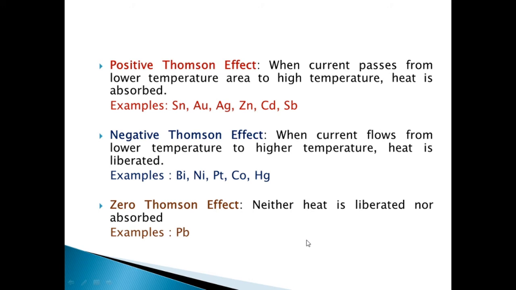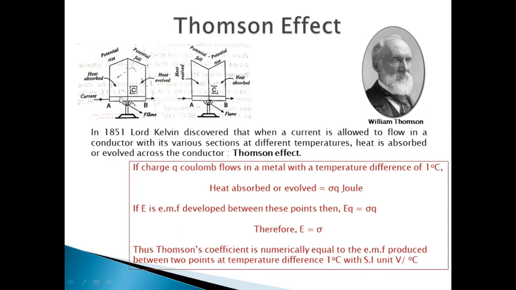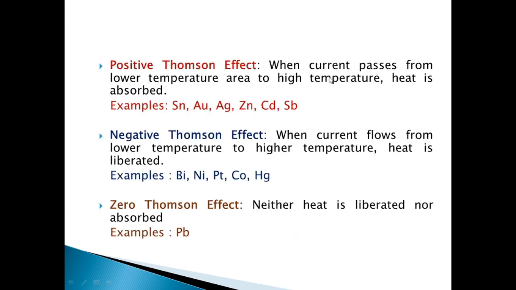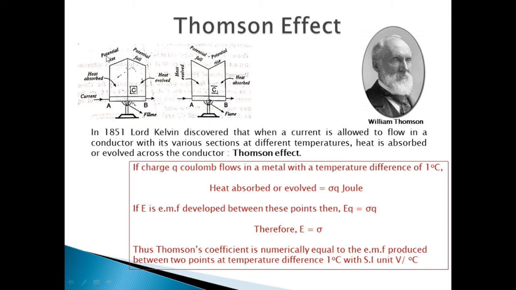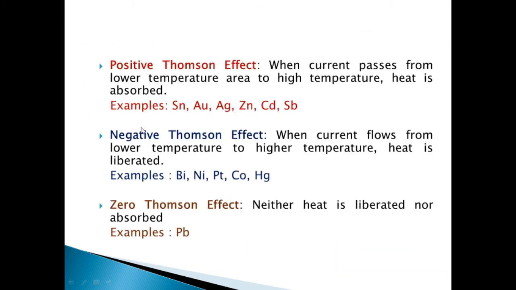This Thomson effect can be divided into three types depending upon the material. The first one is the positive Thomson effect, the second is the negative Thomson effect, and the third is the zero Thomson effect, where the material doesn't exhibit this phenomenon. The positive Thomson effect is explained in this first figure. That is, when current passes from a low temperature area to a high temperature area, heat is absorbed. The same thing is happening in this first figure. These are the materials which exhibit this positive Thomson effect.